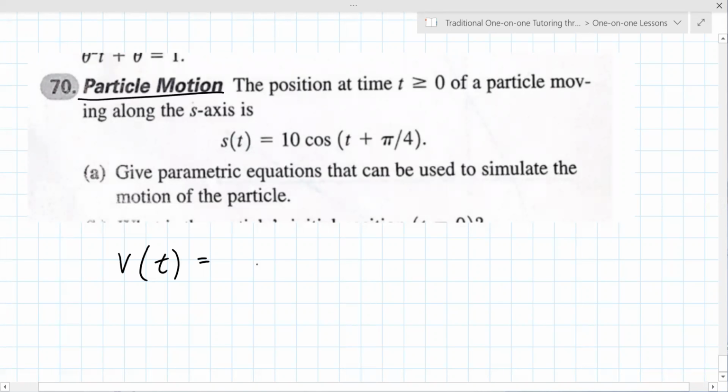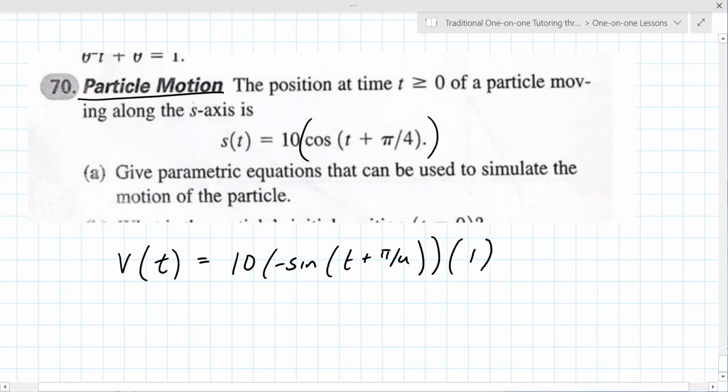Well, that's what he said in class, velocity and acceleration. Well, that's good. So this 10 comes with it. What's the derivative of cosine? Negative sine. Keep the inside function, and then multiply by the derivative of t plus pi over 4, which is just 1, because the pi over 4 goes away. And it's worth simplifying. So you bring the negative out times 1. So this becomes negative 10 sine of t plus pi over 4.